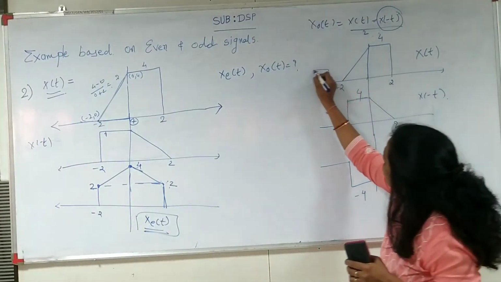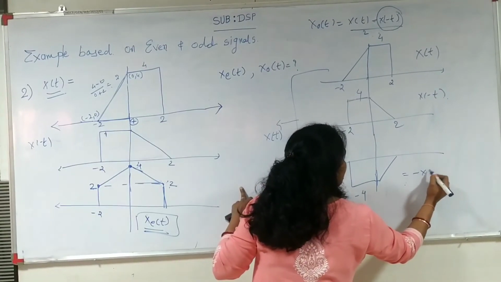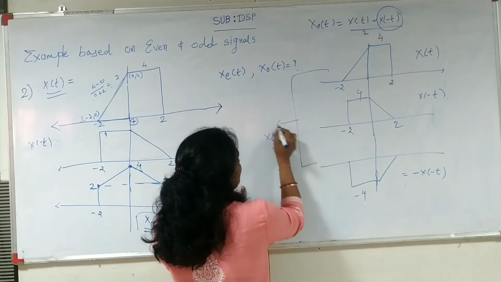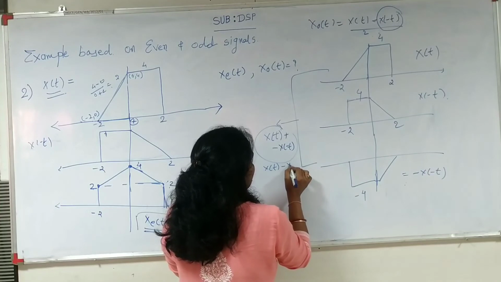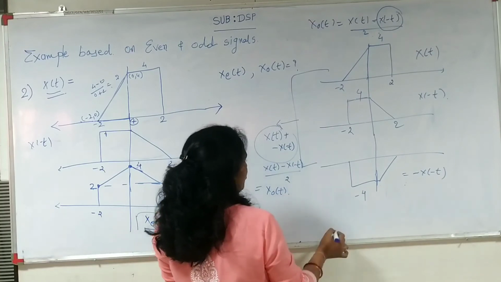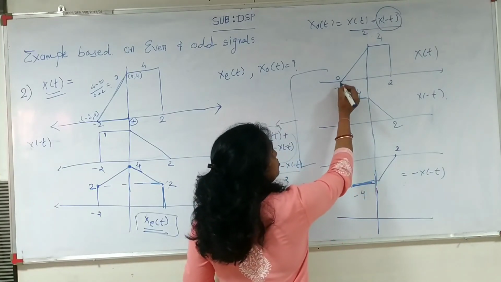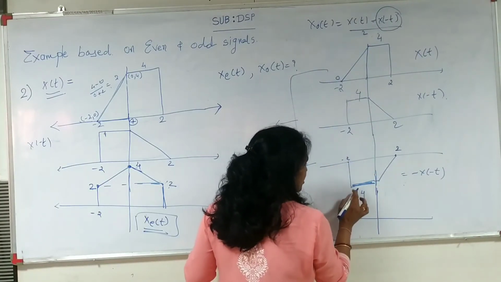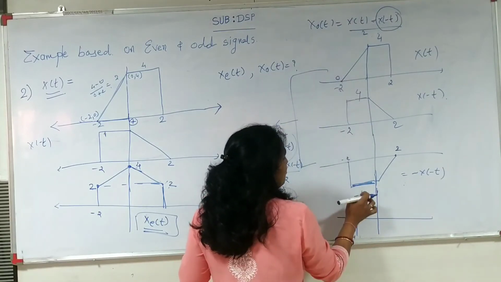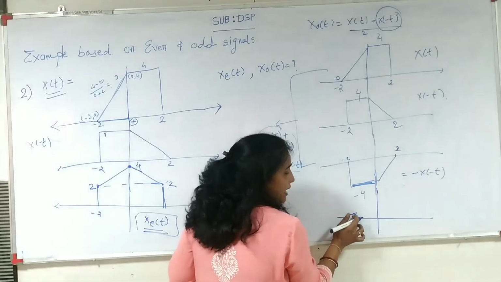Now add this signal to this signal, so this one is nothing but x of t, and this one is nothing but minus of x of minus t. So x of t plus minus of x of minus t is nothing but x of t minus x of minus t by 2. So it's nothing but the odd component. So how to add this portion to this portion? See here, at minus 2 its value is 0, but here its value is minus 4, because 0 plus minus 4 is minus 4. So we are getting minus 4 at the instant of minus 2.